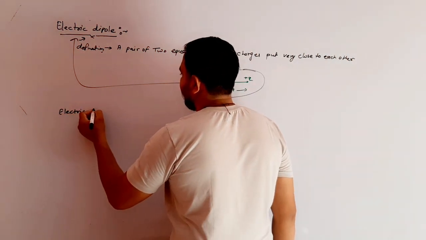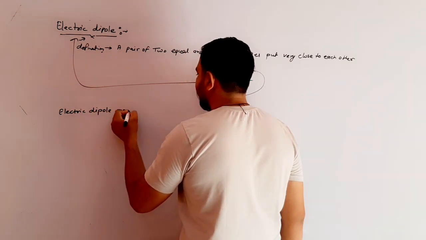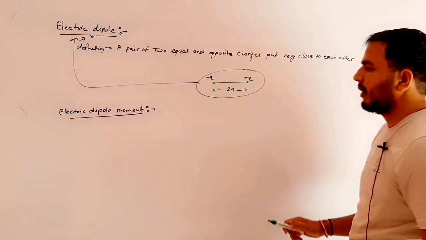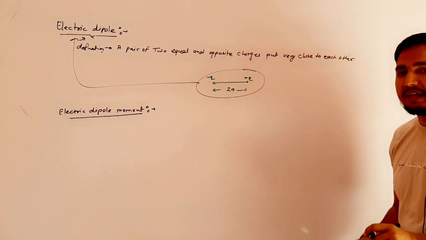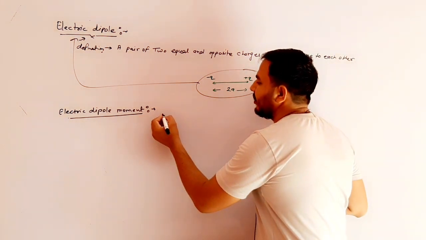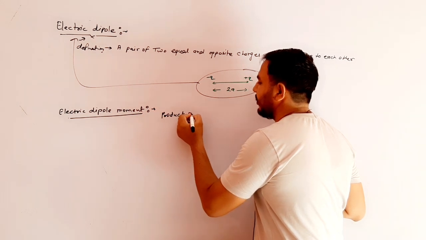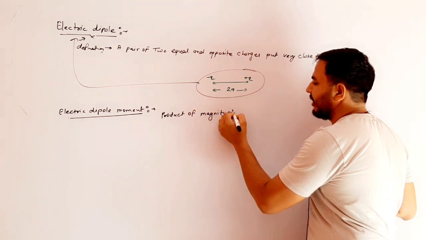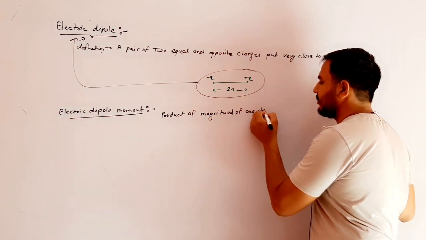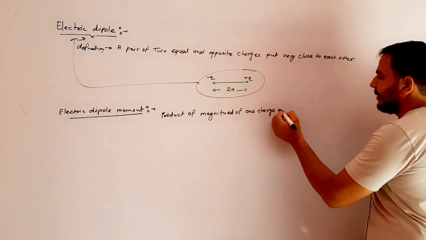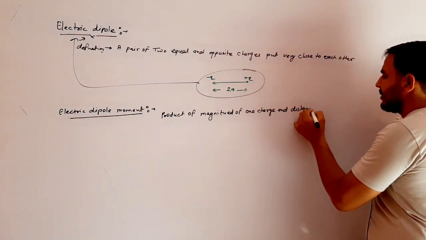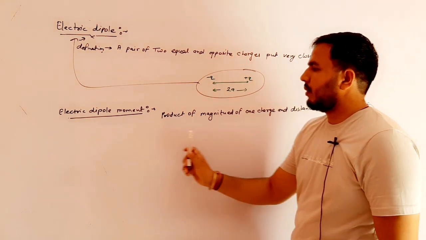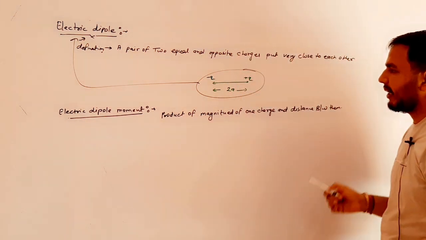Electric dipole moment. What is the electric dipole moment? It is the only definition: the product of the magnitude of one charge and the distance between them. So it is called electric dipole moment.